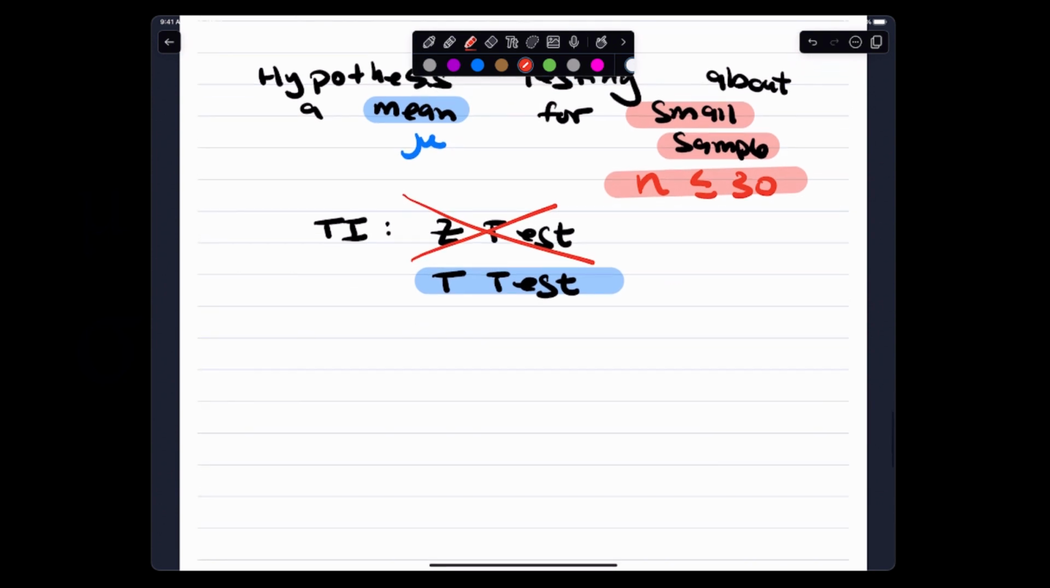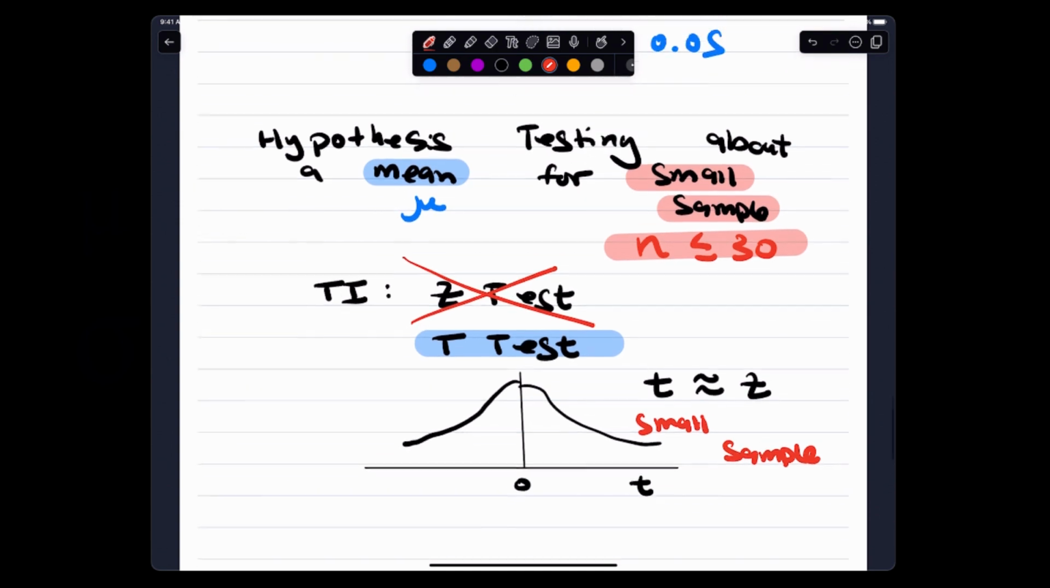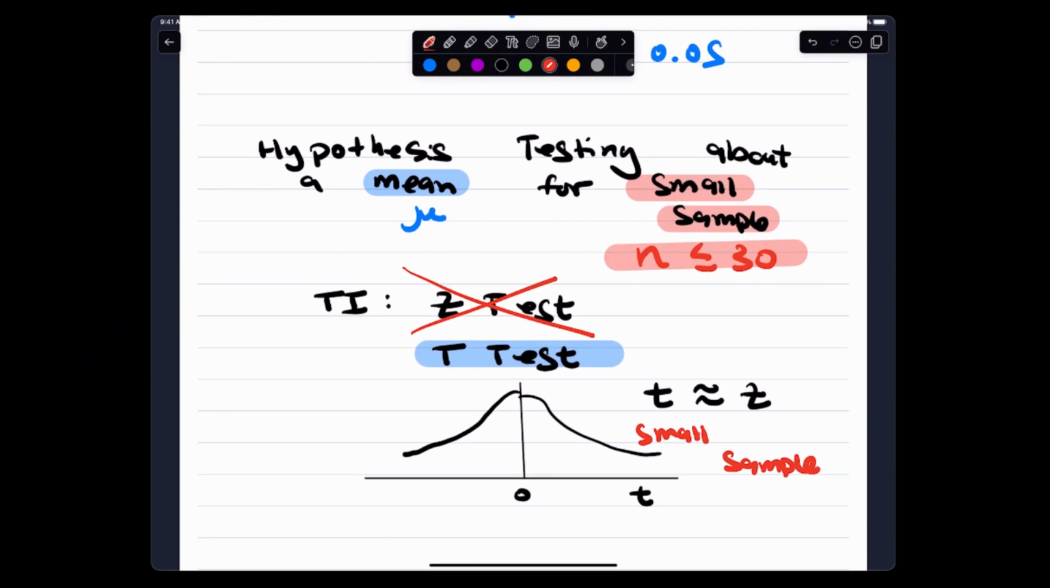Now remember what the t-distribution is. The t-distribution, by the way, we said why a t-test? Well, a t-distribution is similar to the z-distribution. T approximates z for a small sample. So this is why they call it the t-test. Everything that we've done, we could do again, but this time we'll take a small sample. The only difference is in the TI, it's t-test. So that's what I wanted to go over today, ladies and gentlemen.